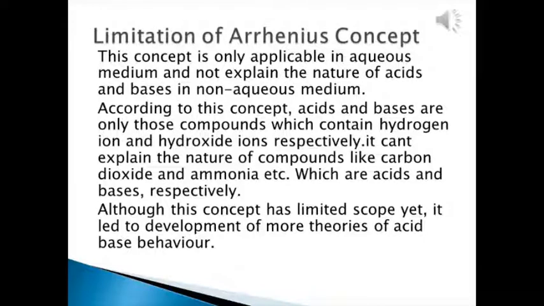Number 2 limitation is this. According to this concept, acids and bases are only those compounds which contain hydrogen and hydroxide ion. Let's suppose we have a compound that does not contain any hydrogen or hydroxyl ion, how can we tell the nature of that compound, either it is an acid or a base? So here is a limitation of the Arrhenius concept as well. This concept cannot explain the nature of compounds like carbon dioxide and ammonia, which are an acid and a base respectively.